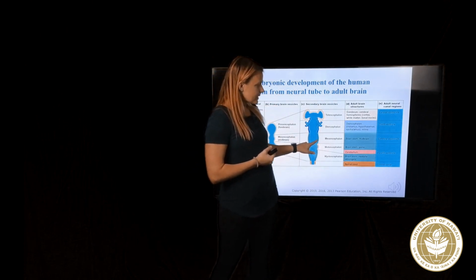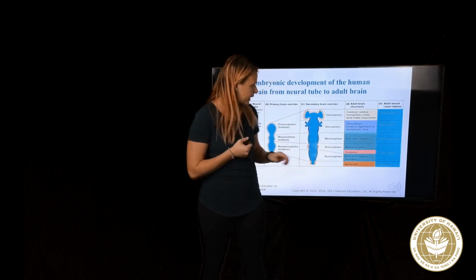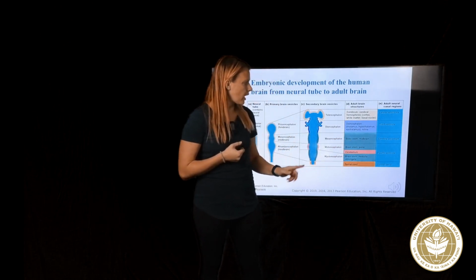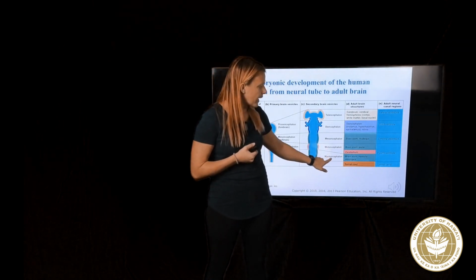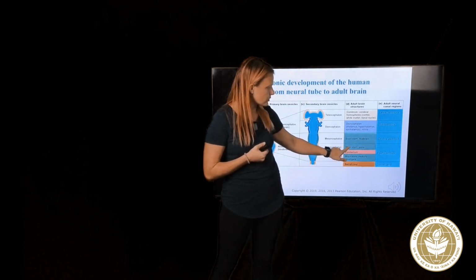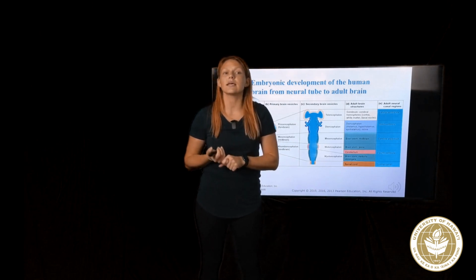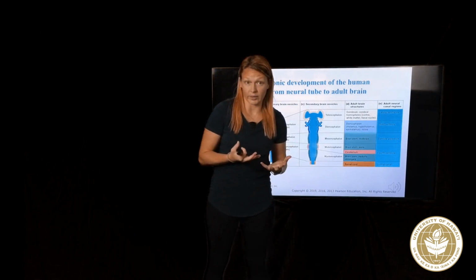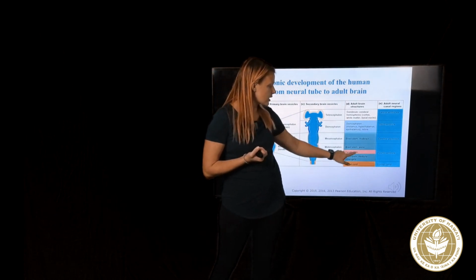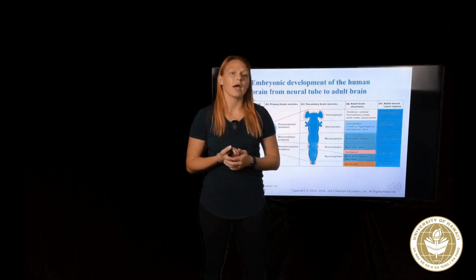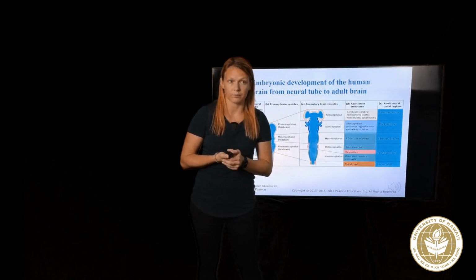Then we have this mesencephalon, or that midbrain. That's going to become your brainstem, right? We also have portions of the metencephalon and the myelencephalon that you can see are also going to form part of that brainstem as well. So the mesencephalon is going to remain that midbrain region. The metencephalon is going to become the pons and the cerebellum. And then the myelencephalon is going to become that medulla oblongata.